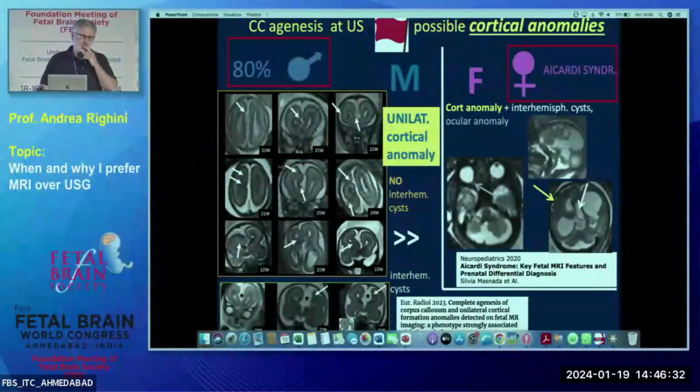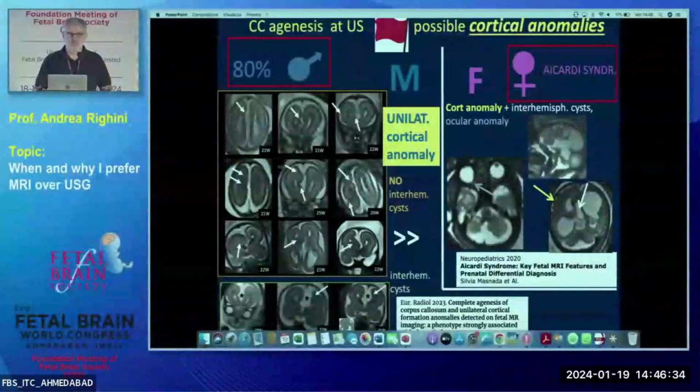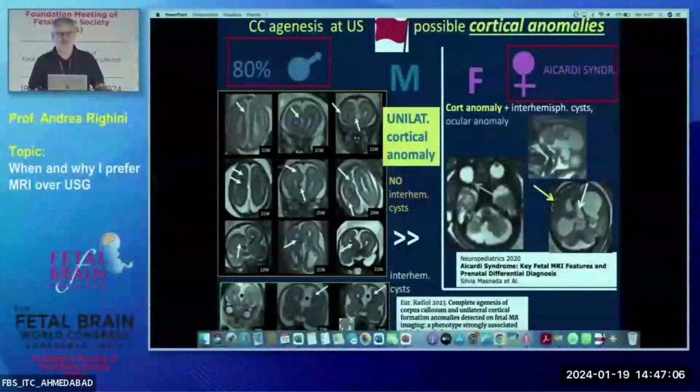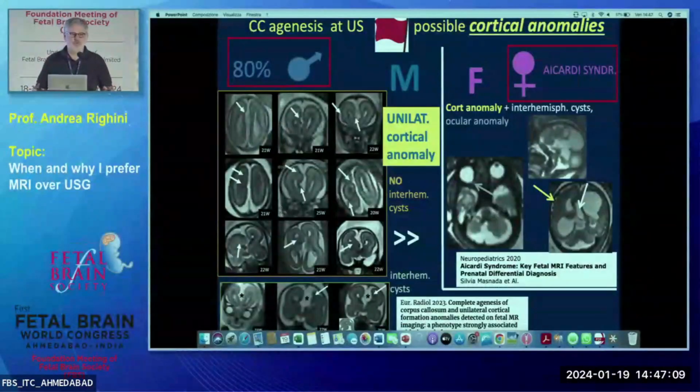First of all, because we know that generally speaking, corpus callosum agenesis is more frequent in males, as we have known for a long time. And secondly, because when you look for a cortical anomaly, you find a distinct cohort of cases where you have this cortical anomaly unilaterally, especially in the frontal lobe, sometimes the frontal mesial lobe. And 80% of these cases are males, and only a minority of them have interhemispheric cysts. This is a sort of new topic.